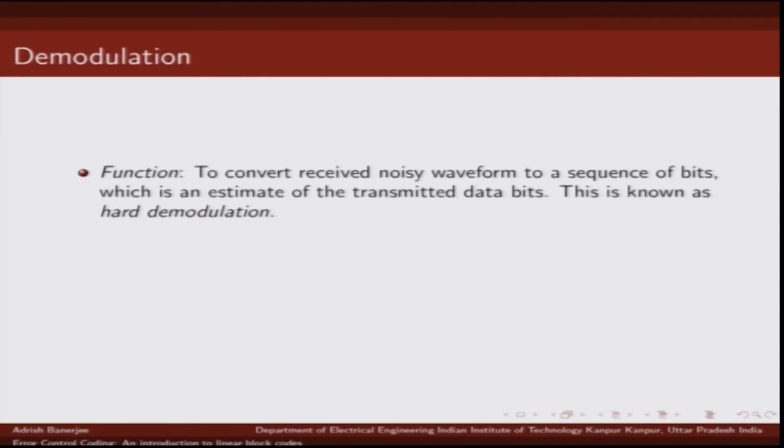Now, the next block in our digital communication system was demodulation. So, what does demodulation do? As a result of passing through the communication channel, what we get is a very noisy waveform, and from that noisy waveform, essentially you want to get an estimate of what the transmitted bits are.